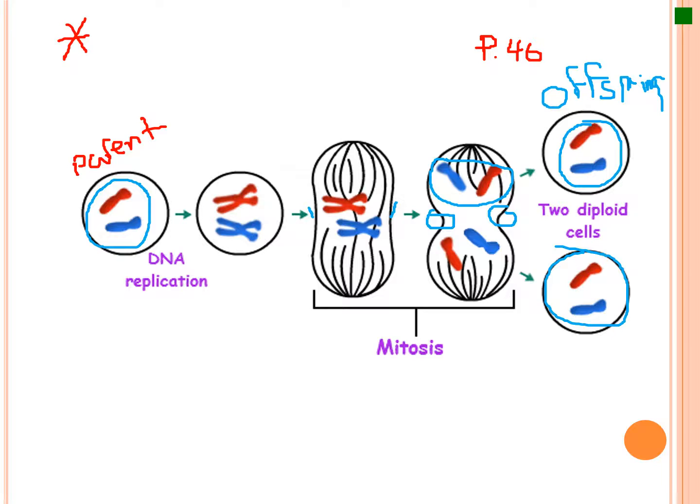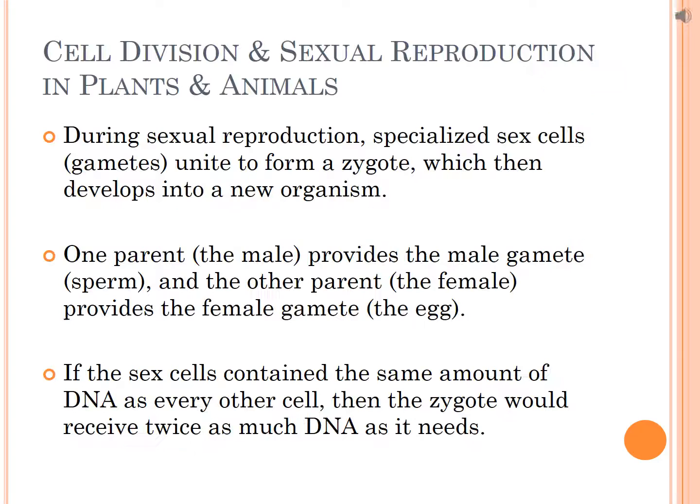Two terms you do have to know are diploid and haploid. Diploid means you have two pairs of chromosomes, which is written up there. Haploid just means you have one pair of chromosomes. So there are two definitions you do need to know: haploid and diploid.